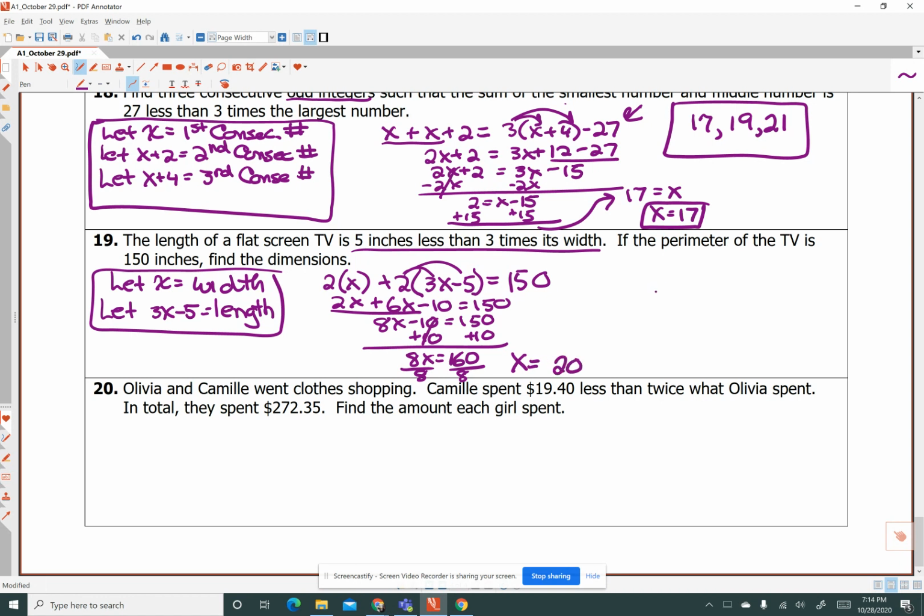So the width is 20 inches wide, and let's do a substitution here. 3 times 20 minus 5 equals 55. So 55 inches is the length.